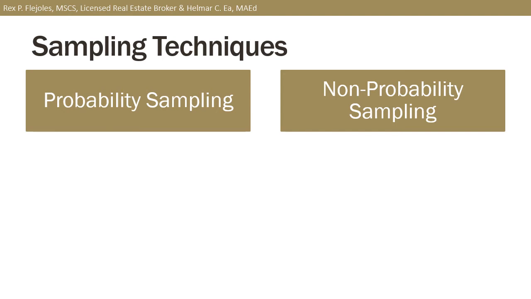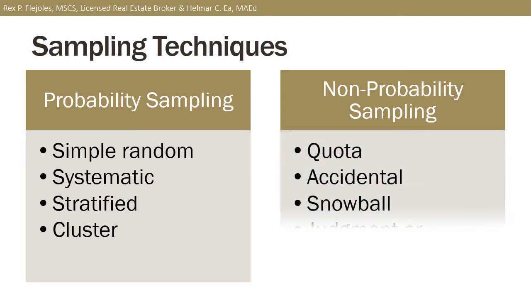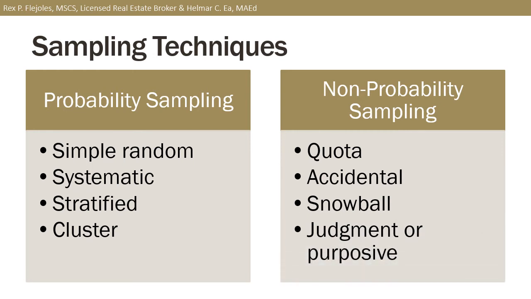The following are considered to be probability sampling techniques: simple random, systematic random or simply systematic, stratified random or simply stratified, and cluster sampling. While non-probability sampling techniques include the following: quota, accidental, snowball, and judgment or purposive sampling. Please take note that random in statistics is not the same as the word random in colloquial.